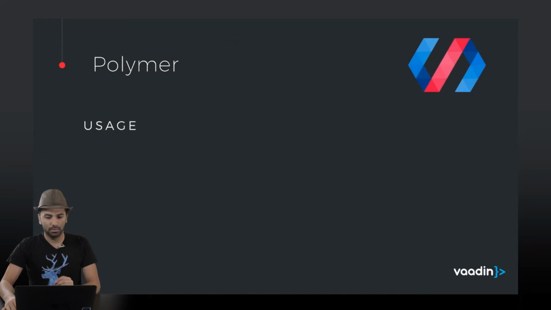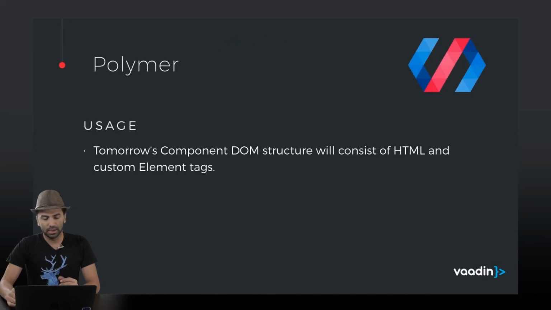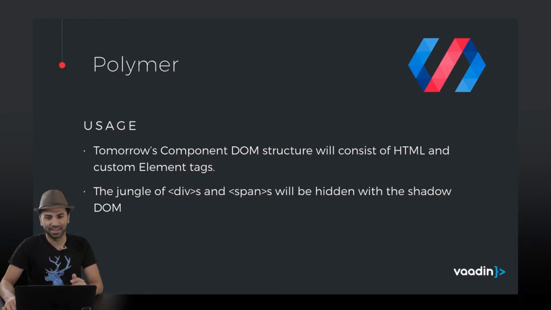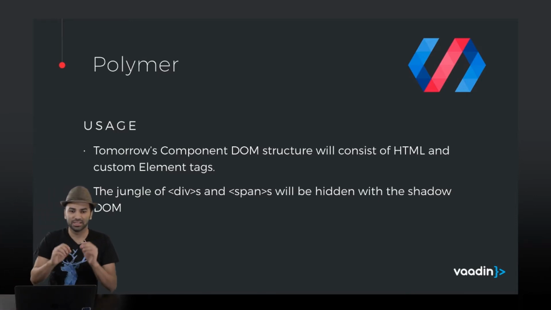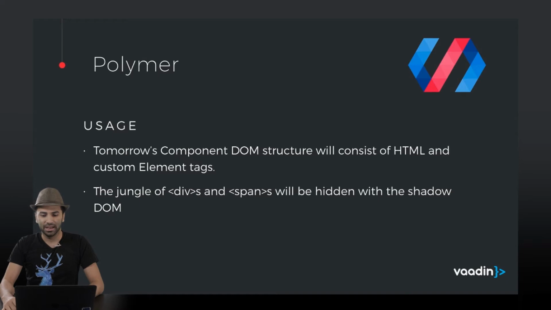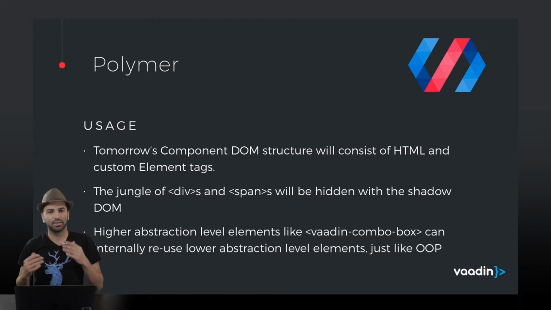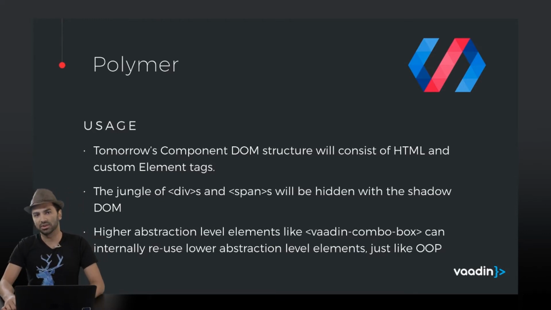So how to use Polymer? You can think about tomorrow's component. The DOM structure will consist of just HTML and some custom tags. No jungle of divs and spans and all those kinds of things. Just very simple custom tags. And it gives you a higher abstraction level. For example, when you use Vaadin combo box, then you can internally reuse lower abstraction level elements. Think about it just like object-oriented programming.